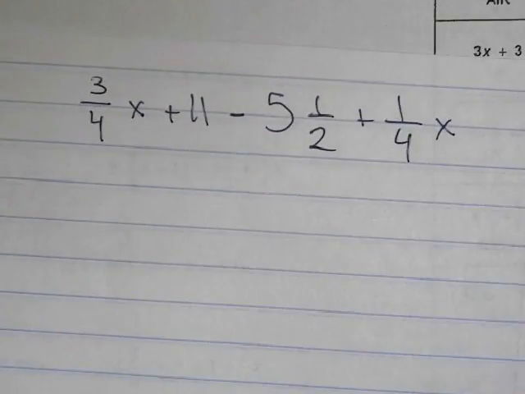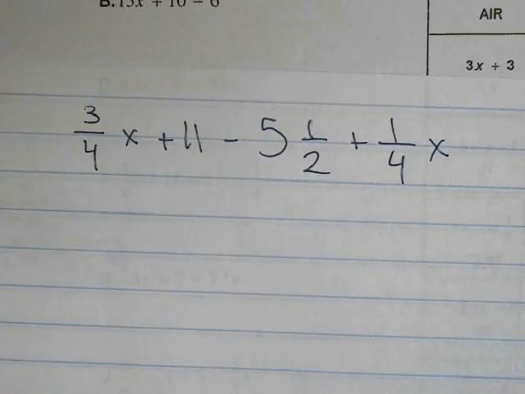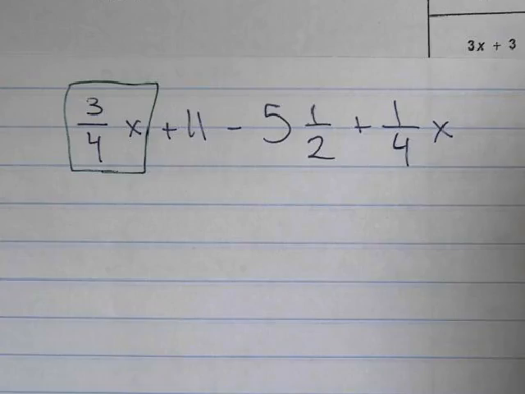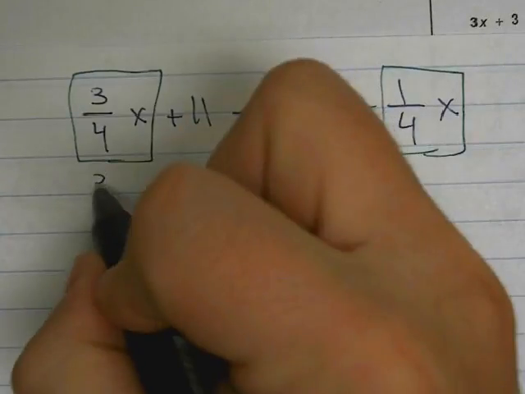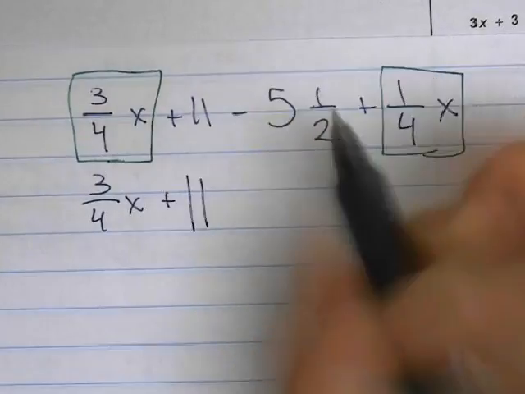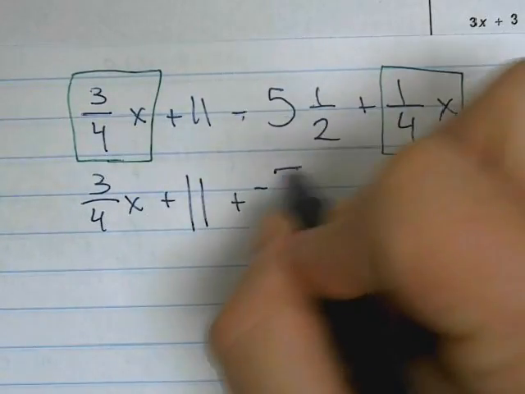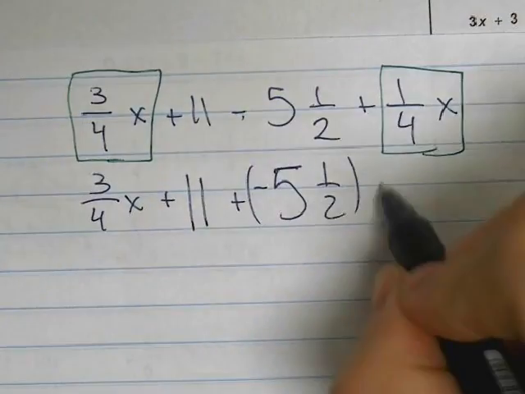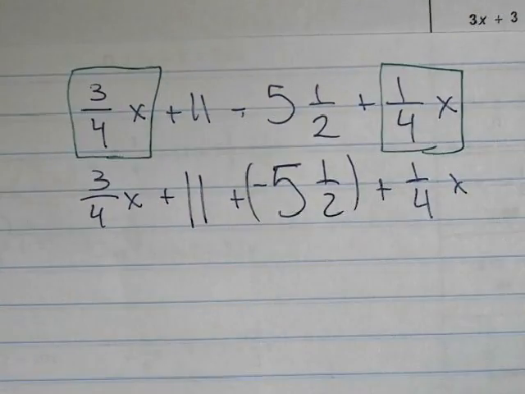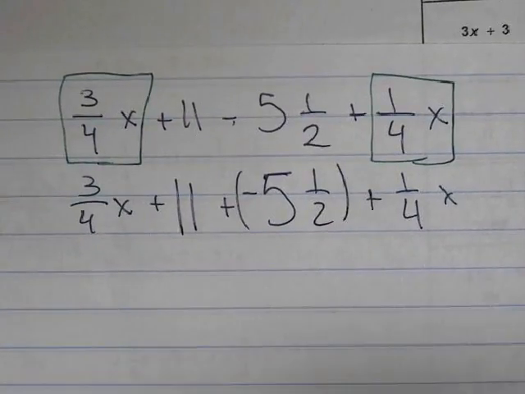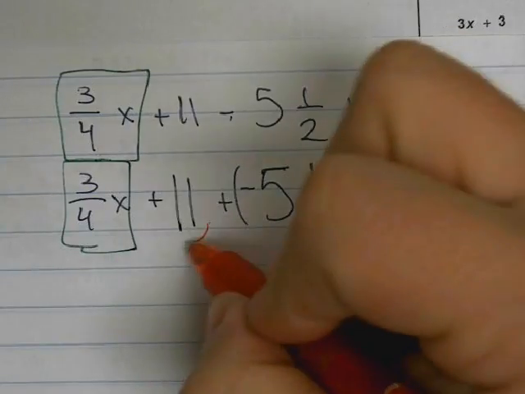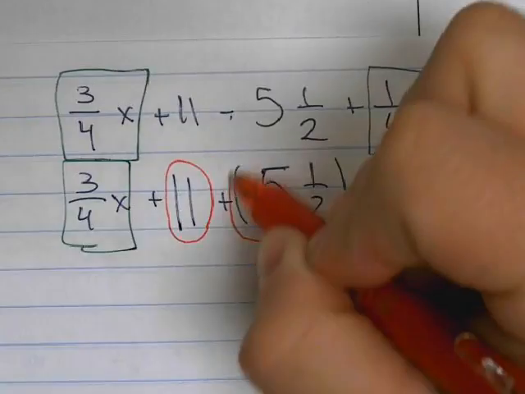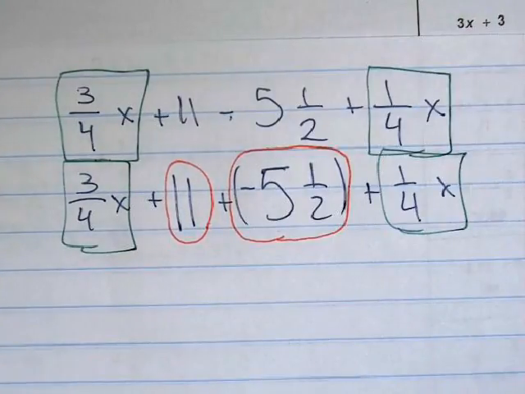Okay. So let's go ahead and identify our like terms. I have my x's, 3/4 x, and plus 1/4 x. Oops, forgot to do our keep, change. My fault. 3/4 x plus 11 plus negative 5 and 1/2 plus 1/4 x. Now we're ready to identify our like terms. 3/4 x, 1/4 x, 11, no variable, so it's a constant, and negative 5 and 1/2, no variable, so it's a constant.